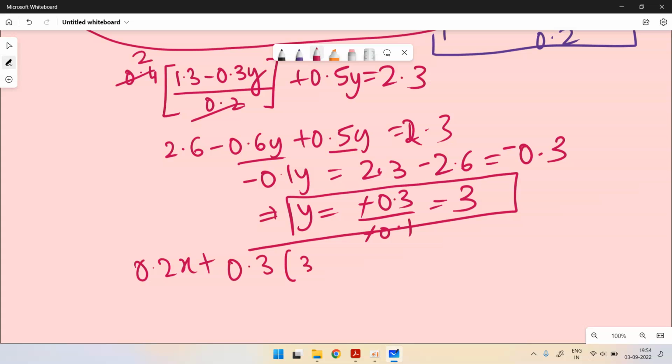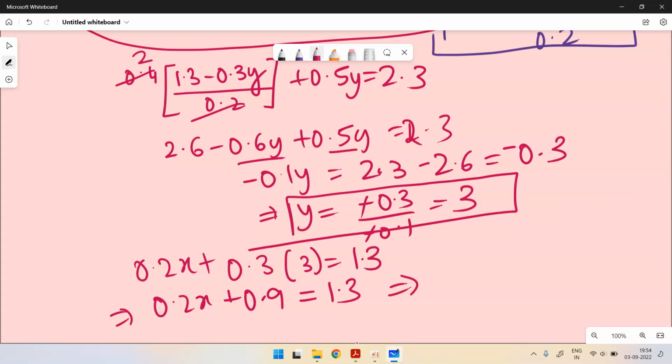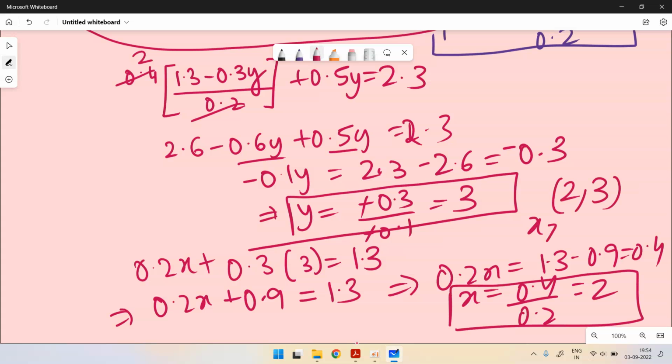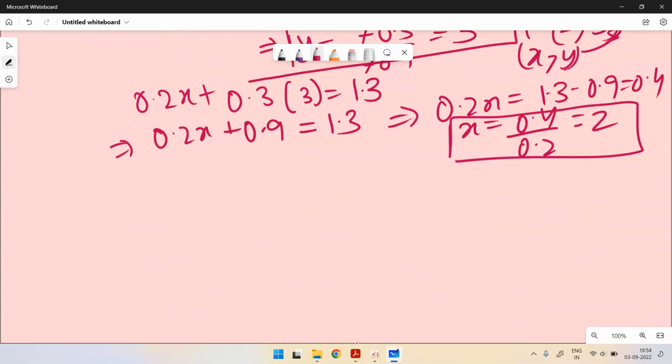0.3y in place of y you write 3 equal to 1.3. Which implies that 0.2x plus 0.3 into 3 is 0.9, equal to 1.3. So 0.2x equal to 1.3 minus 0.9, which is nothing but 0.4, and the value of x is 0.4 by 0.2, which is nothing but 2. So the value of x and y is 2, 3. So this is the answer.